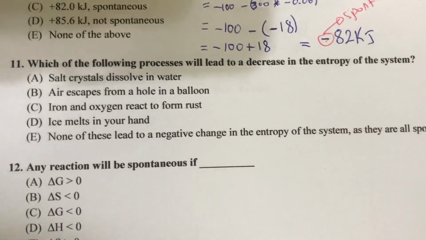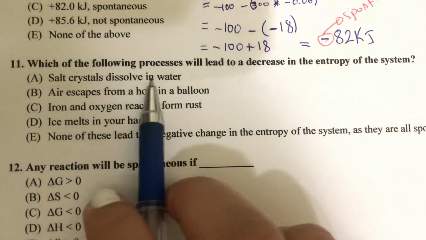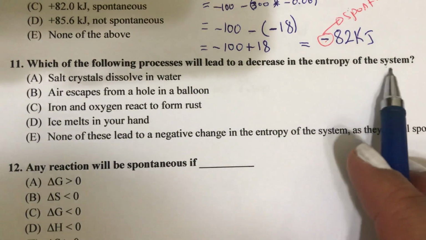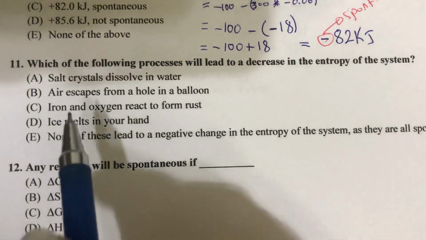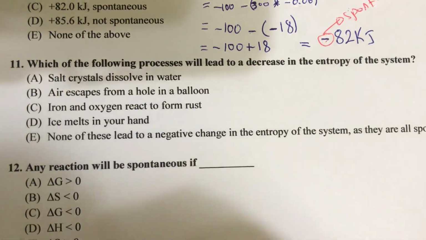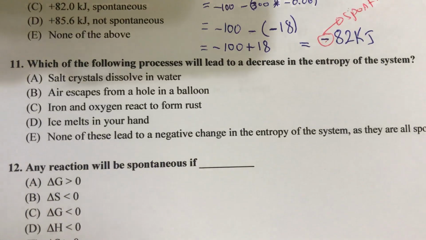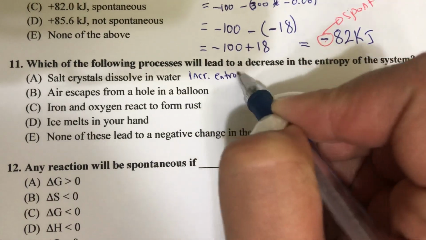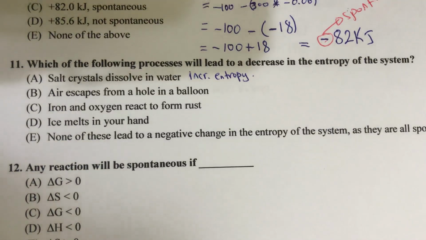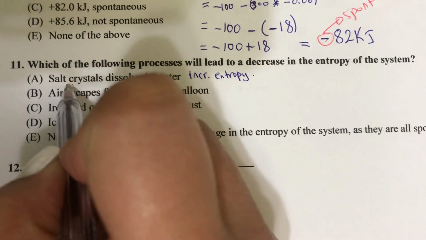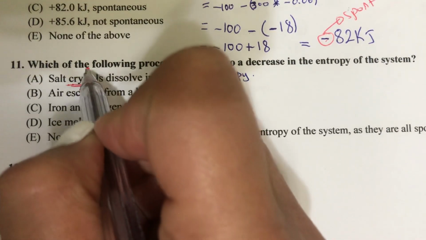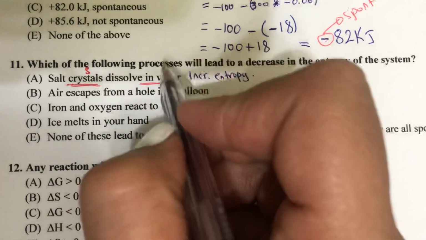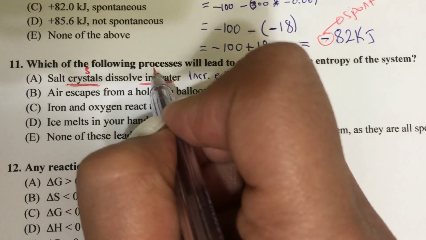Now question 11. Which of the following processes will lead to a decrease in the entropy of the system? Here, salt crystals dissolved in water. If you remember from the handout, dissolving in water is an example of increasing entropy. Why? Because salt crystals means the state is solid, and dissolved in water the state is aqueous, which is liquid state.